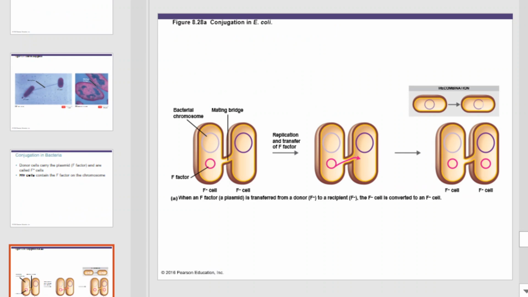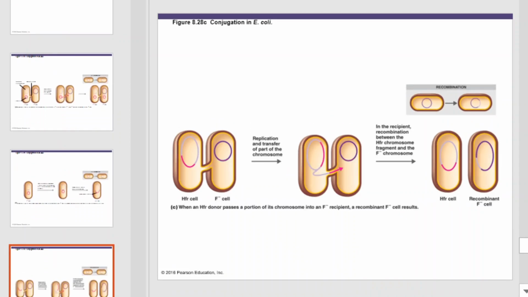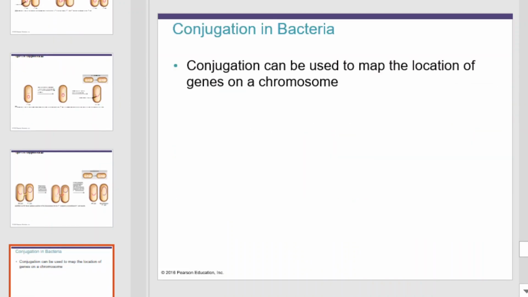This is an example of conjugation in E. coli. Conjugation can be used to map the location of genes on a chromosome.